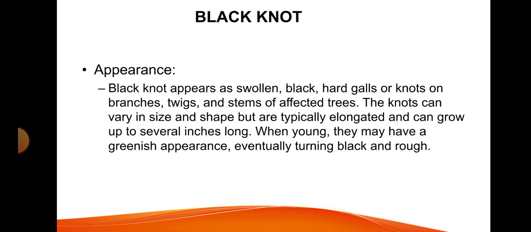Appearance: black knot appears as swollen, black, and hard galls or knots on branches, twigs, and stems of affected trees. The knots can vary in size and shape but are typically elongated and can grow up to several inches long. When young, they may have a greenish appearance, eventually turning black and rough.